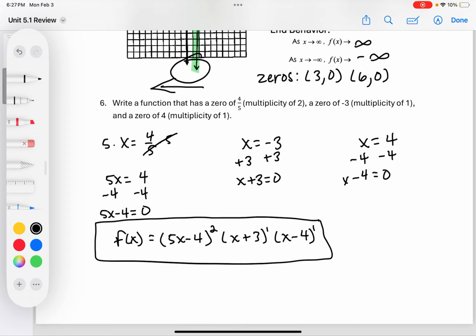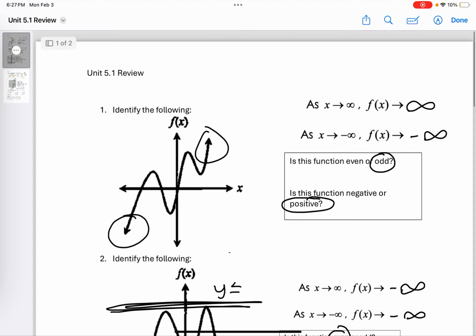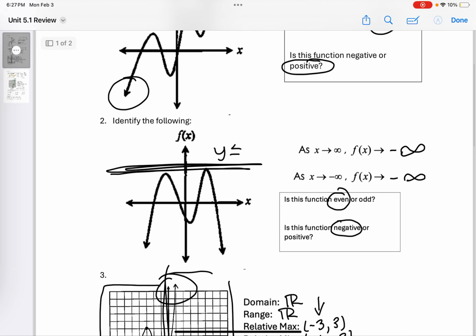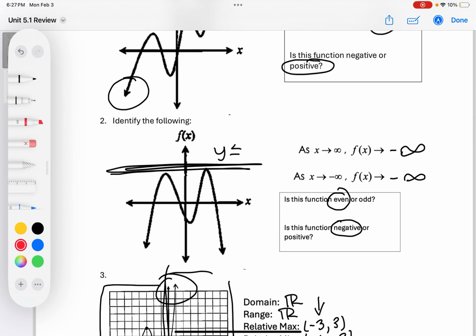I do want to talk a little bit about the second graph right here. Remember, when you have an even graph, you're going to have multiple increasing intervals. So right here, you should have about 2 of each. Odd graphs, you typically only have 1. So you're going to have about 2 increasing intervals and 2 decreasing intervals, and you just use the x values of the min and maxes to determine that.